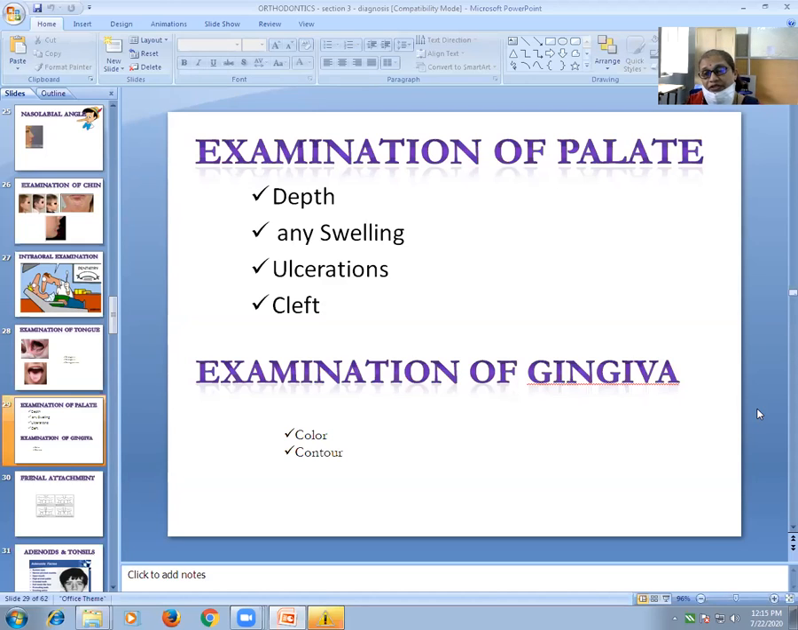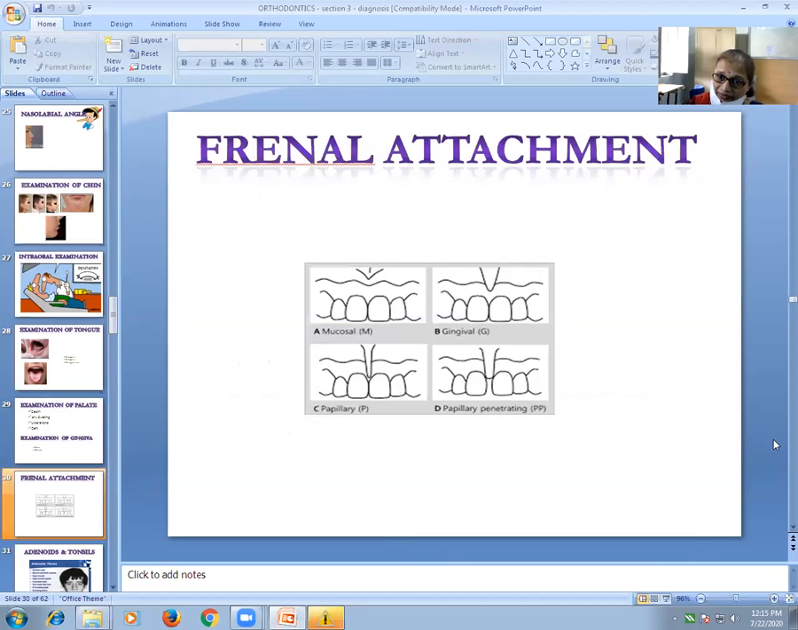So examination of the gingiva: color and contour. Everybody knows it. You have seen this in a video, so I'm not going to focus more on this. Now coming to the frenal attachment. This is a more important part of the authentic case history. Everybody knows the types of frenal attachment: mucosal, gingival, papillary, and papillary penetrating.